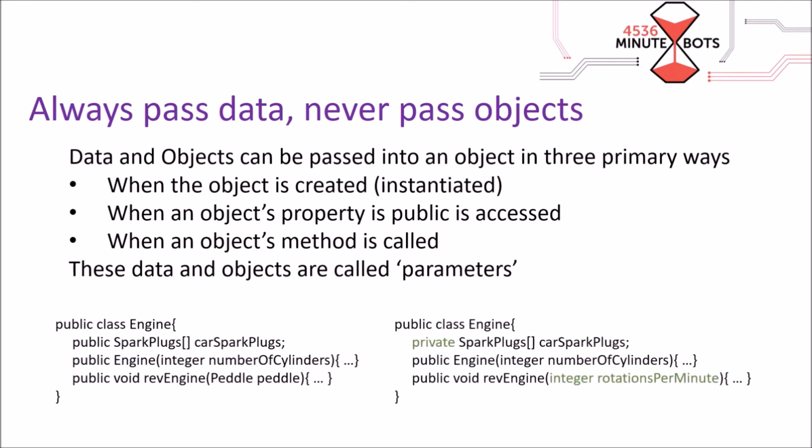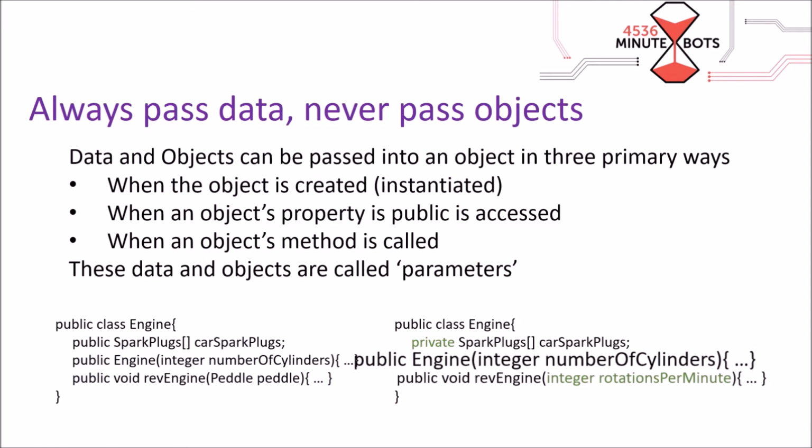So a better way to do it, you can see on the right. It's still the public class Engine. People can create it, but there are some things to notice. First of all, the property car spark plugs is private. That means the only thing that can see it is the engine itself. No one can get in and muck with it. It is protected from the outside world, which is what we want. We've left the public engine constructor alone because that's totally fine. We're just accepting data there.